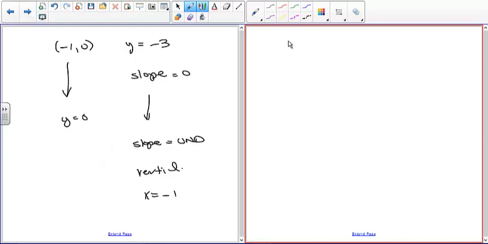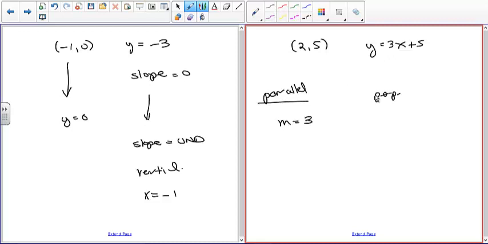And the last one is going to be more like the first one. So you've got the point 2, 5. It's already in slope-intercept form, so that's nice. So parallel lines to this line are going to have the same slope. And perpendicular lines are going to have the negative reciprocal. So again, this is 3 over 1. So here it's going to be negative 1 over 3. Reciprocal, you just switch the numerator and the denominator.